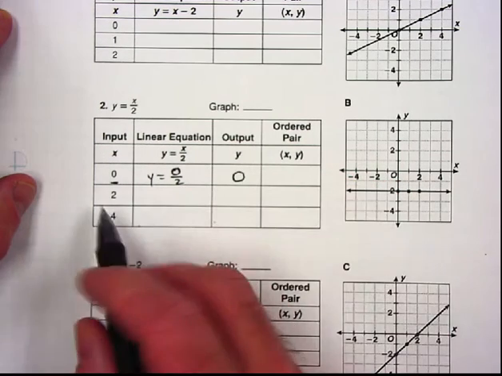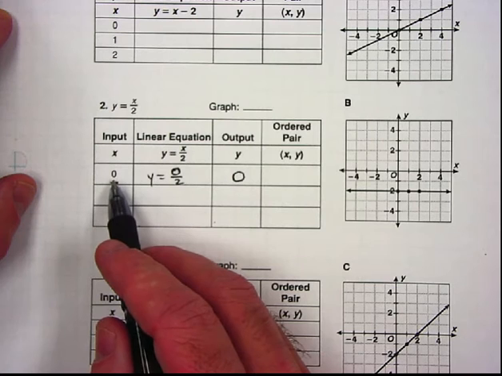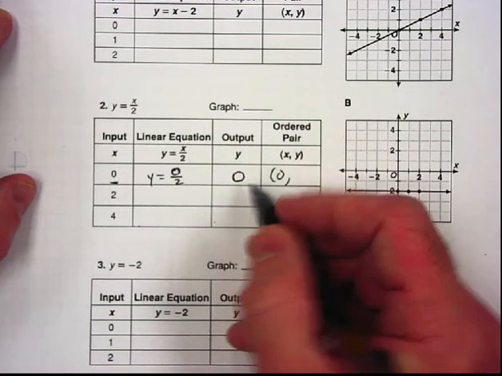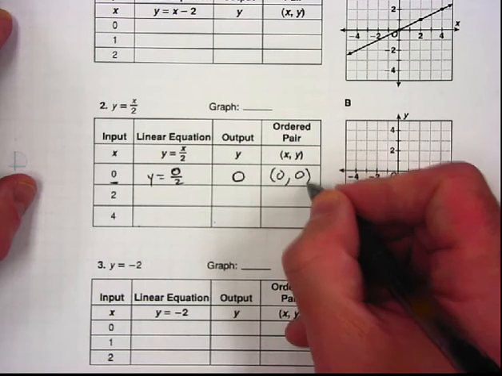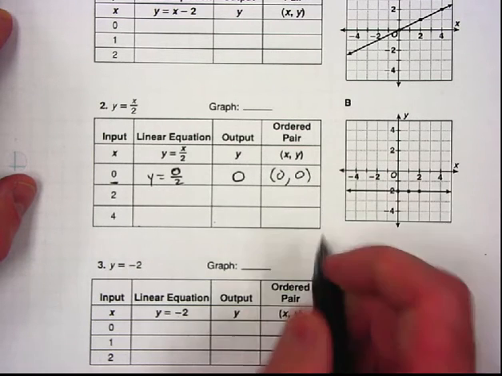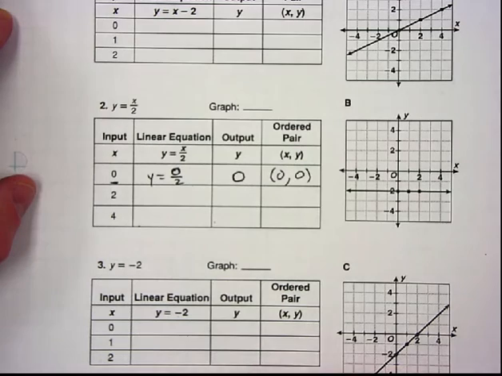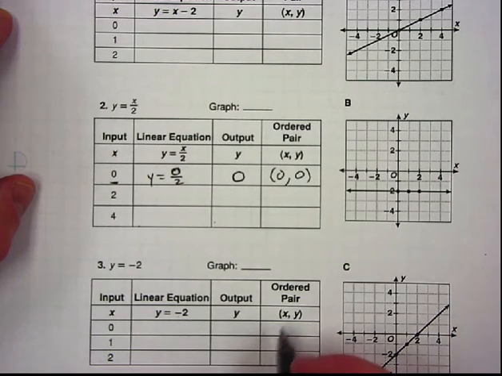And then when I write my ordered pair, I'm going to take my x value first, comma, the y value. So 0, 0. 0, 0 is the origin. So when we look for our graph, we're going to look for a graph that has a point on the origin, a line that has a point on the origin.